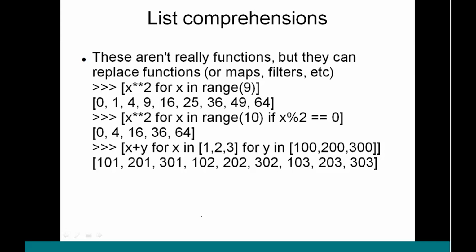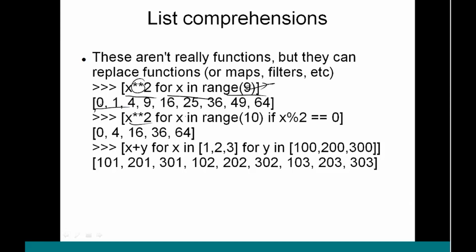These are really not functions, but they can replace functions, basically maps, filters, etc. So essentially we can specify the list as x power 2 for x in range 9. It gives you all the square numbers from 0 to 8, as the 9 is excluded from the range, so that's what you will get.